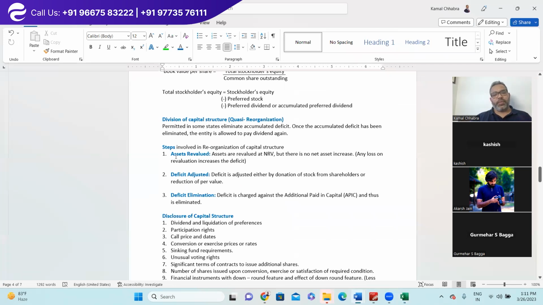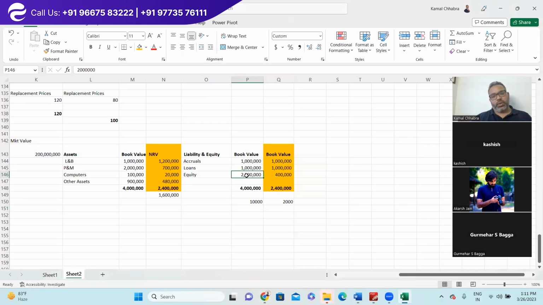So the steps involved: first is asset revaluation. Assets are revalued at NRV, but there is no asset increase, so any loss on the revaluation increases the deficit. Then the deficit is adjusted either by donation of the stock from the shareholder or reduction in par value of the share. For example, there is a $2 million equity share capital.